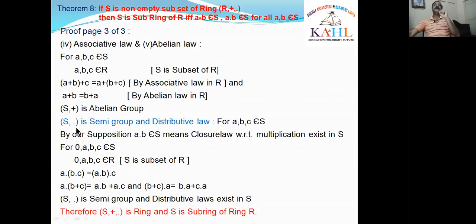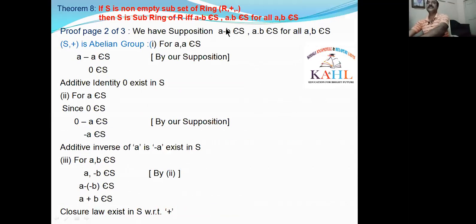Now we prove that S dot is semi group, and also we prove the distributive laws. Before going to prove this, in our supposition, S dot semi group means we have to prove two conditions, that is closure and associative. What are the two laws? Closure and associative. With respect to the operation here, what is? Dot. In our supposition, if you observe that A, B belongs to S gives A dot B belongs to S. We have taken the supposition.